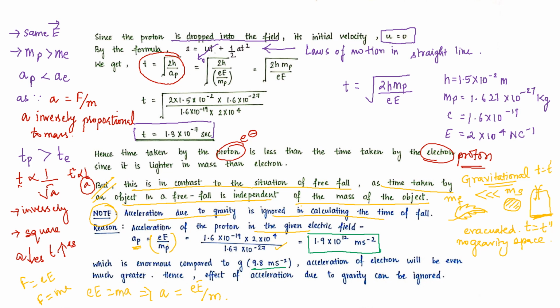Why? Because mass of proton is more than mass of electron. When the mass is increasing, acceleration will be decreasing. The effect of acceleration due to gravity can be ignored, and in such a case we can ignore the effect of gravity. See one thing, this is 1.9 into 10 to the power 12.